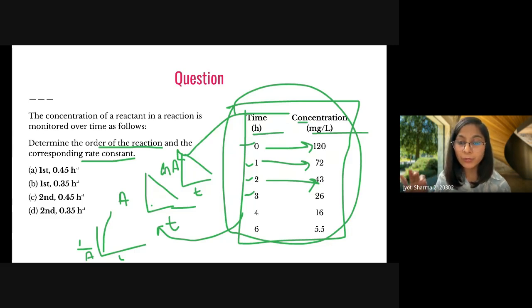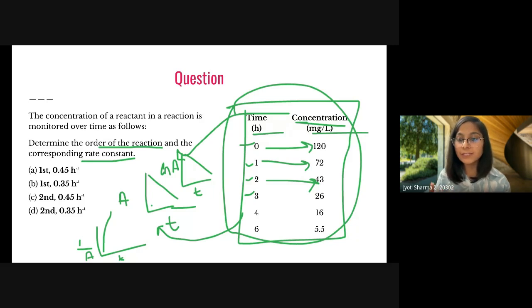Even then, if you are not having the straight line, then just change your concentration to the reciprocal of the concentration, that is 1 by A. So you plot 1 by A versus T, and see if you are having the straight line graph or not. If you are, then you will say this is the second order reaction. So the first thing is, you have to see the graph.